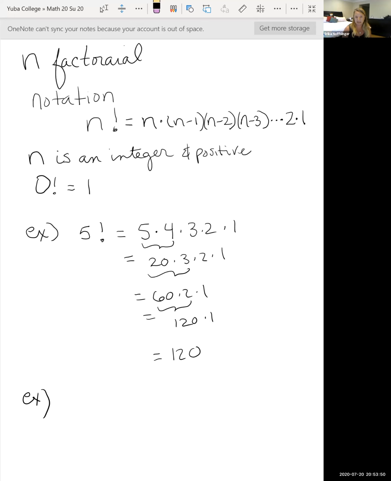So notice that this is going to grow really, really fast. If we had 10 factorial, this is 10 times 9 times 8 times 7 times 6 times 5 times 4 times 3 times 2 times 1.